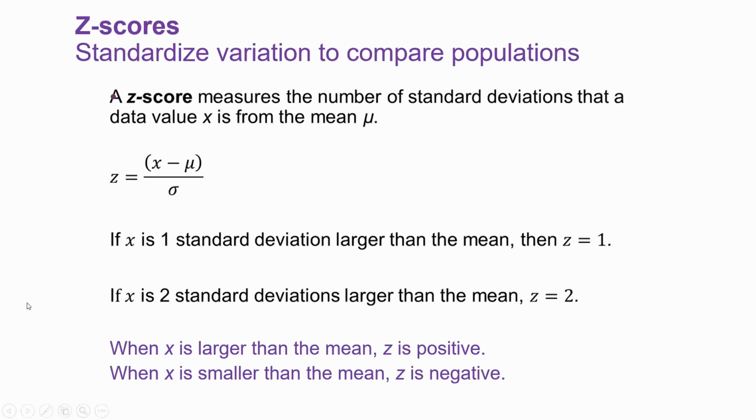Okay, so just a little bit more about what a z-score is. A z-score is a way to standardize the variation to compare populations. So a z is just the data value minus the mean. And in this case, we're using mu, the population mean, even though in practice it's probably going to be x bar, the sample mean, divided by sigma, although in practice, again, it would be s, the sample standard deviation. So it's just a scale. It's like, what's the difference between the data point and the mean divided by the standard deviation?